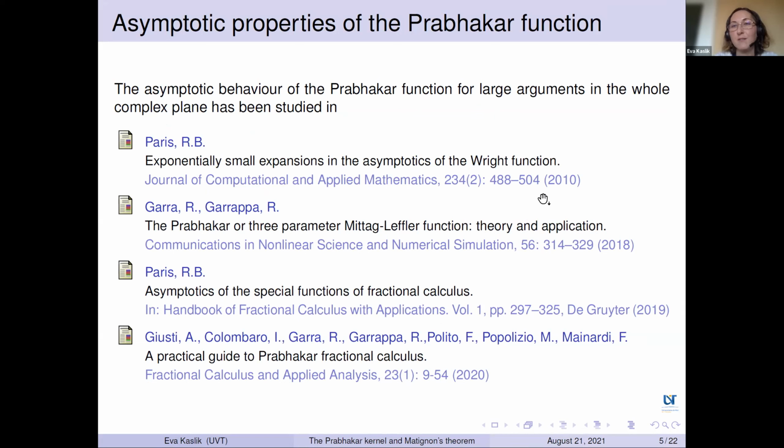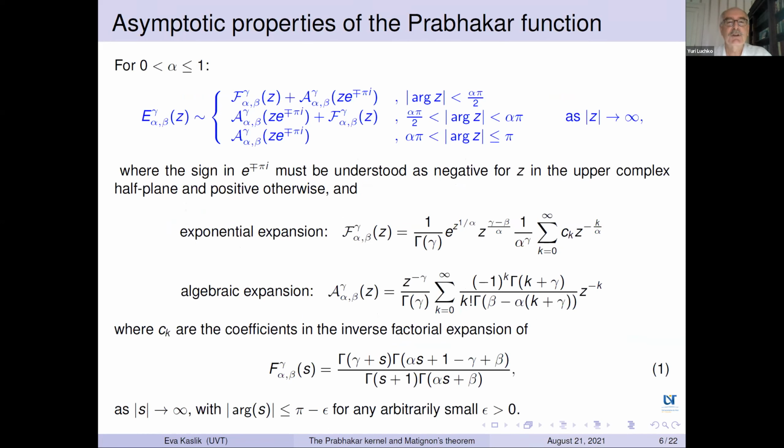Yes, I'm aware of this paper by Professor Paris, but in fact, in this paper he just made the asymptotical formulas derived by Wright more accurate. He took into account also some additional exponentially small terms. But the main results regarding the asymptotical behavior of the Wright function were really derived by Wright. So the asymptotical behavior you showed us can of course be found in the paper by Paris, but it was derived already by Wright. Okay, thank you very much for the comment.